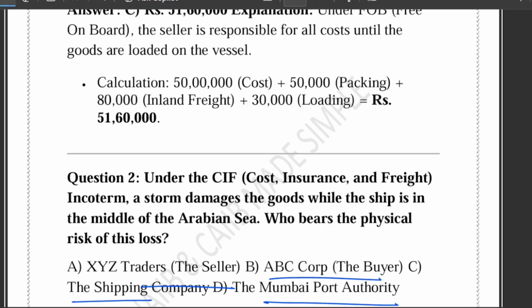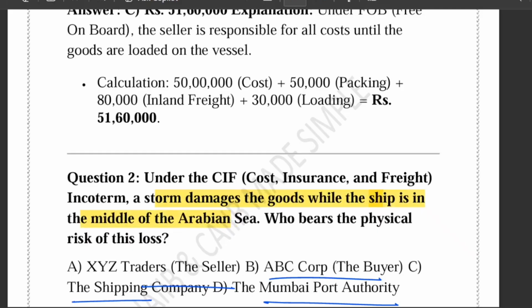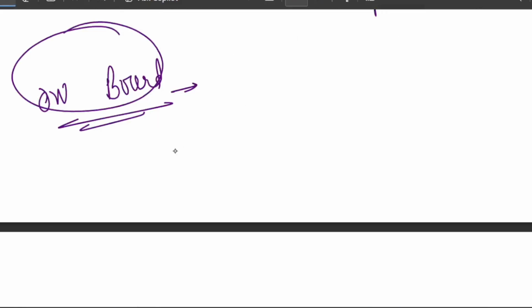Yes, very good question. Because of a storm, the goods were damaged when the ship was in the middle of the Arabian Sea. Who bears the physical risk? So here is basically what happened under CIF. You know what CIF is? CIF stands for cost, insurance, and freight.